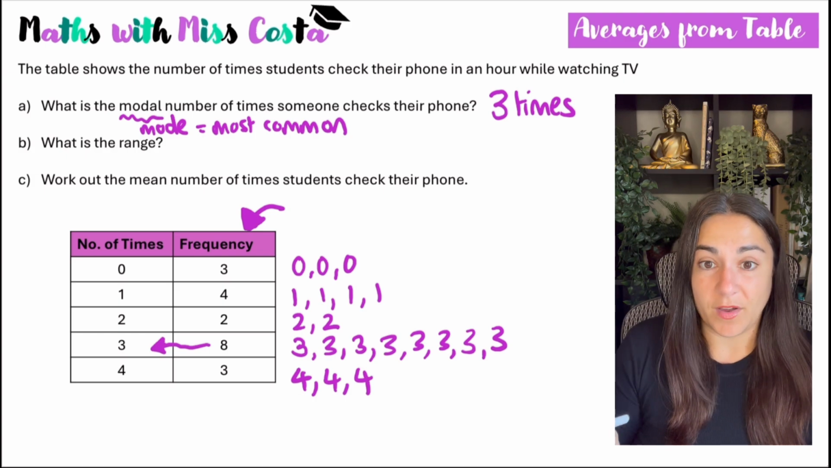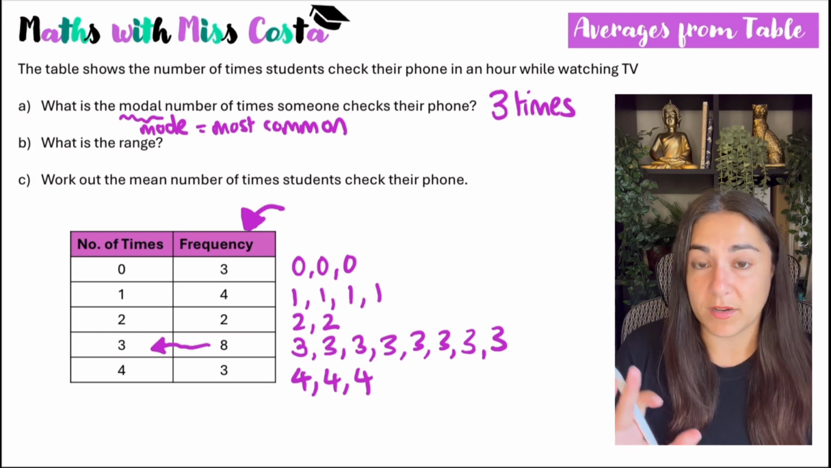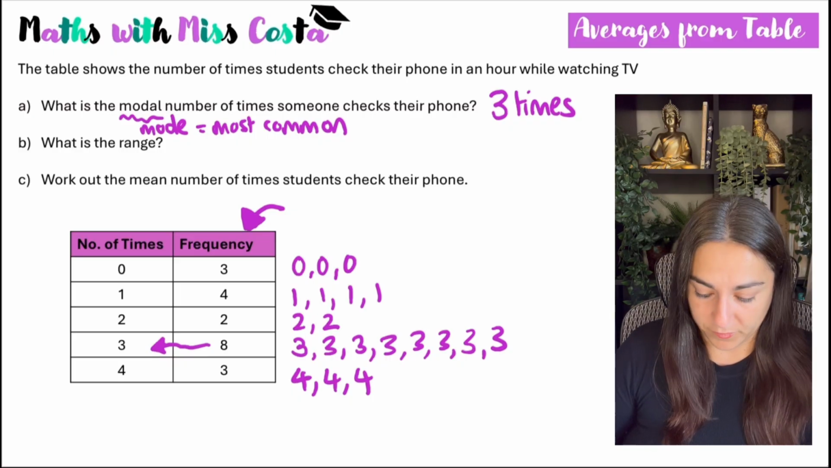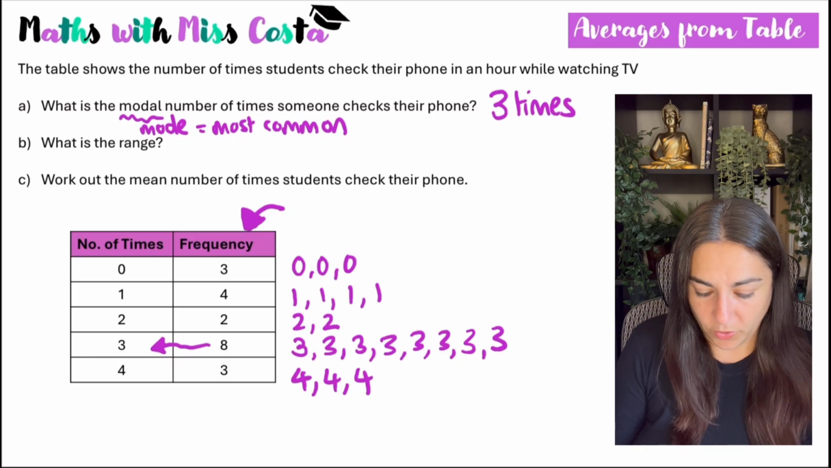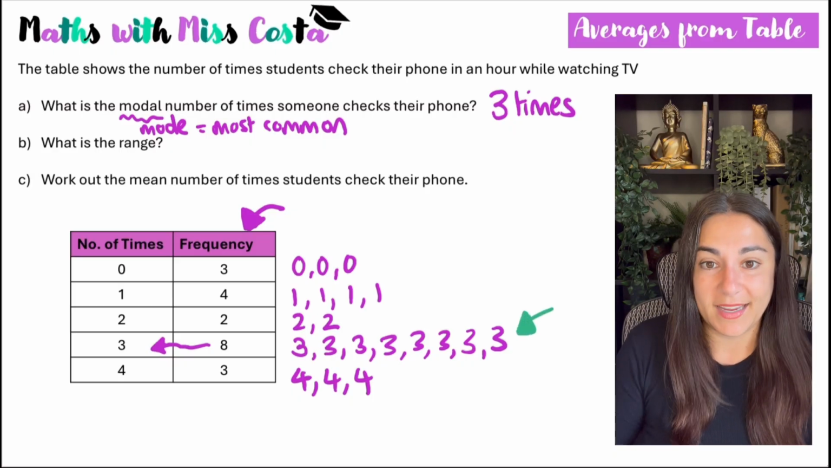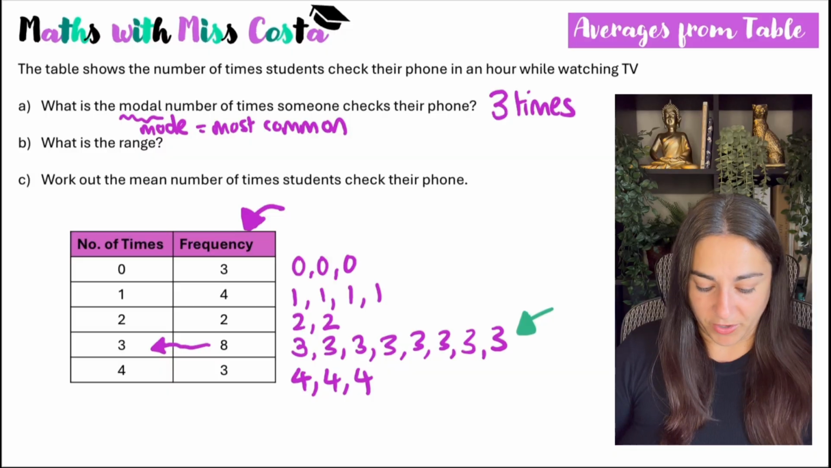So sometimes if the data in the table confuses you, you can just write it out like this, like the data set, and then work out the mode from there. So the mode is the most common. So we can see that 3 appears the most amount of times. And that's why that's the modal number of times.